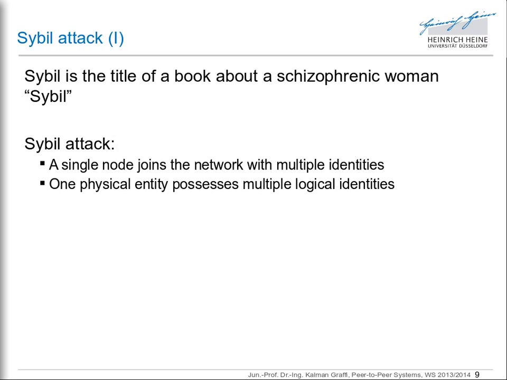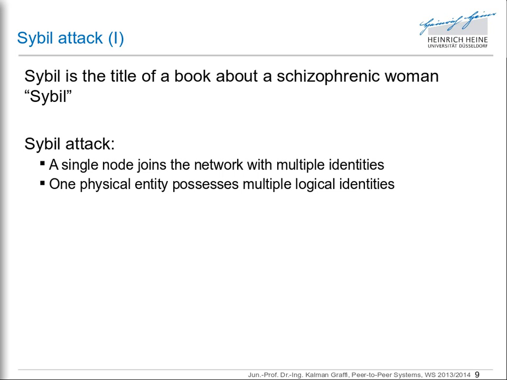Here I want to present an identity-based attack called the Sybil attack. This attack is only possible if an overlay allows to choose the node ID freely. Sybil is the title of a book about a schizophrenic woman. She's called Sybil, and I think she had seven different identities.